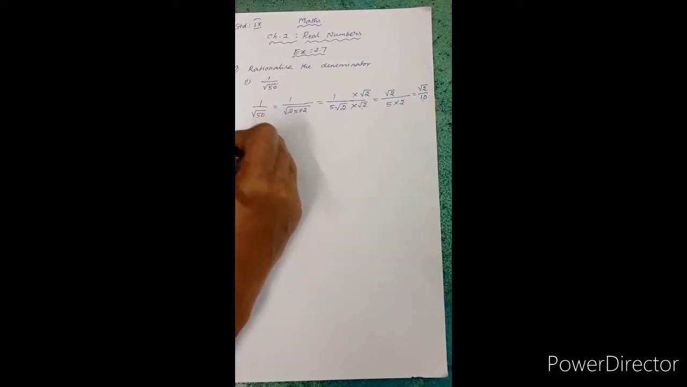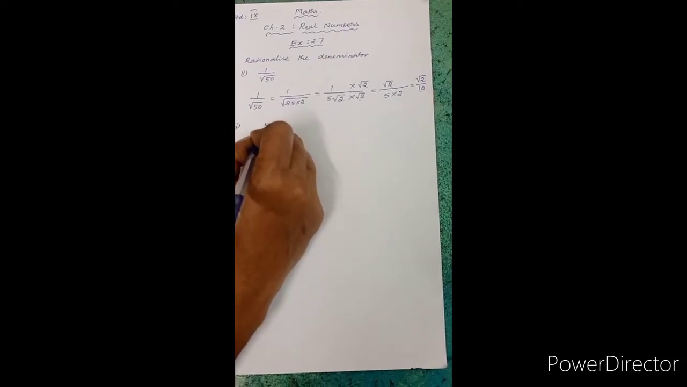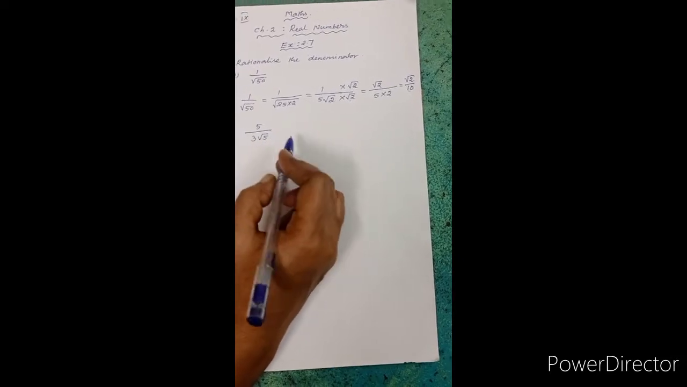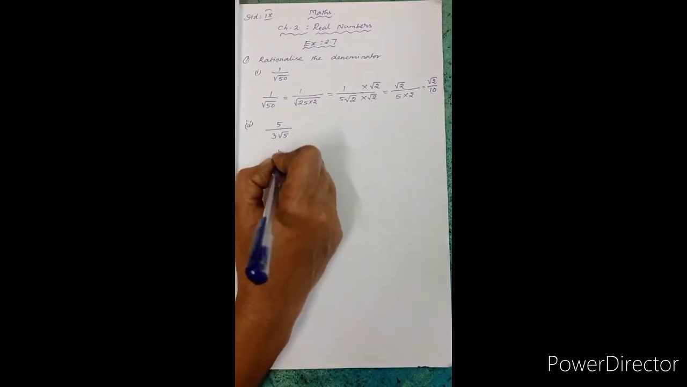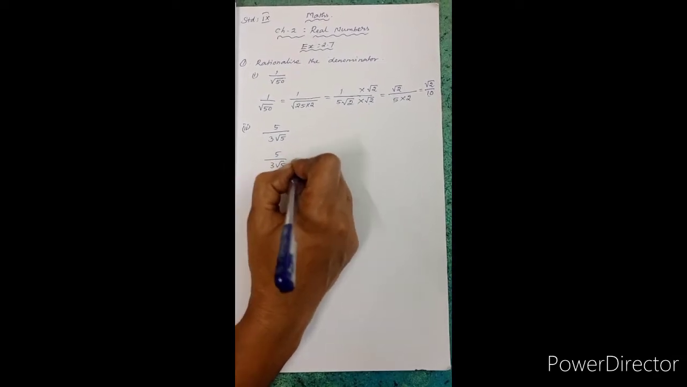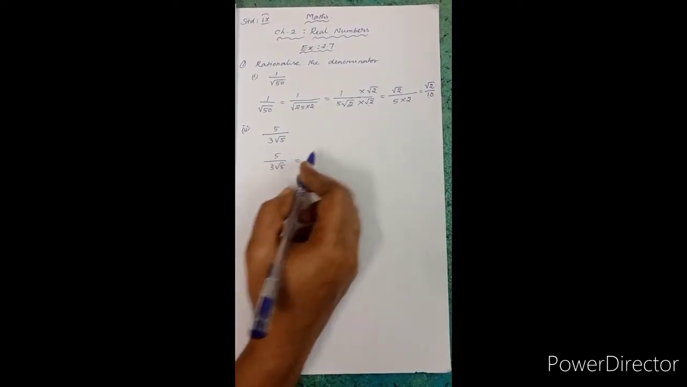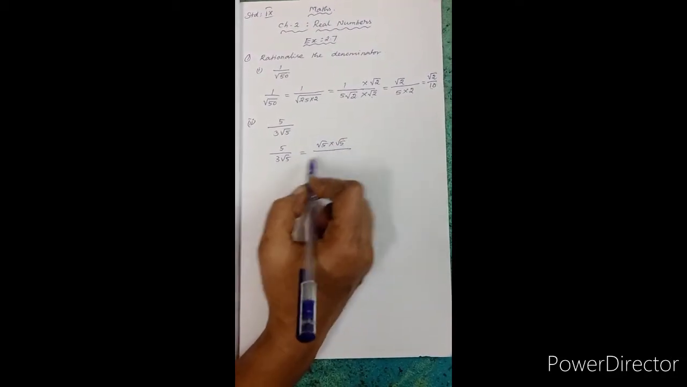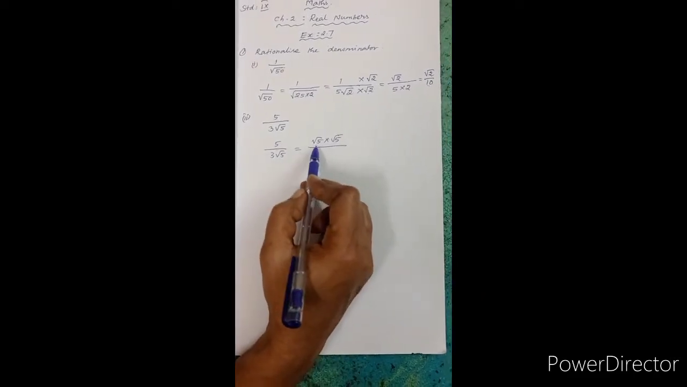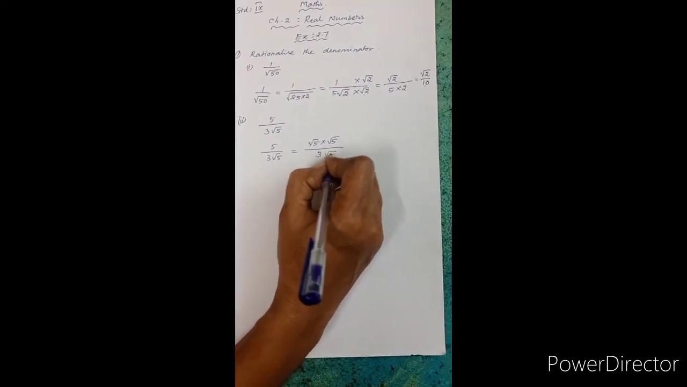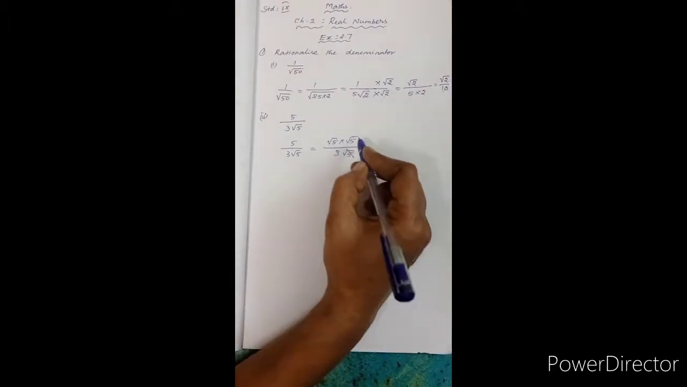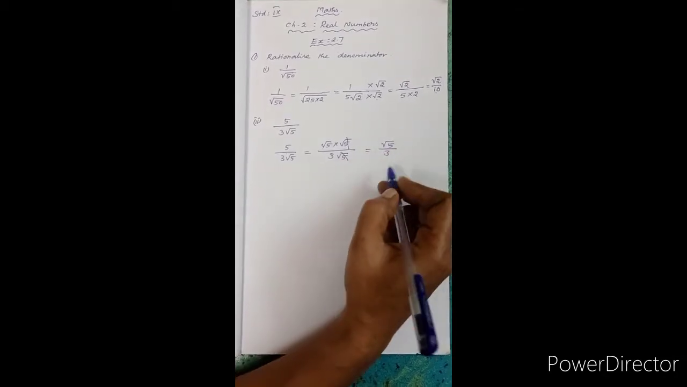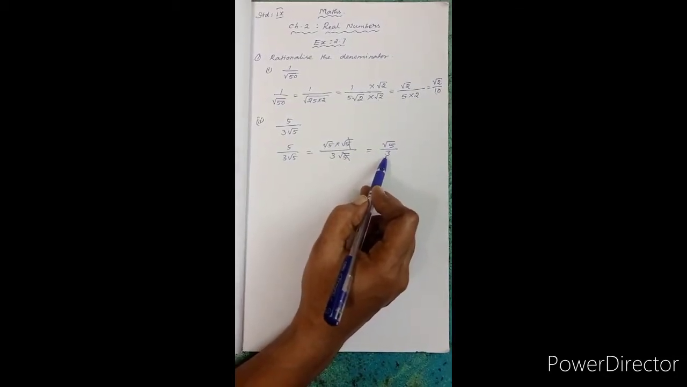Second question, second subdivision, 5 divided by 3 root 5. Here also we should rationalize the denominator. So this number 5 by 3 root 5, numerator 5 can be written as root 5 into root 5, because root 5 into root 5 is 5. 3 root 5 is in the denominator. Now this root 5 gets cancelled. Answer is root 5 by 3. Now the denominator is a rational number.